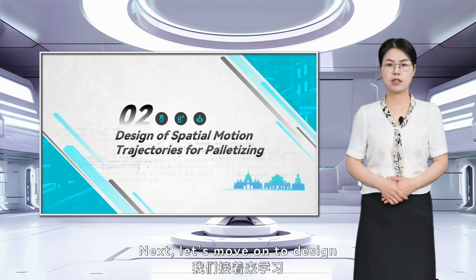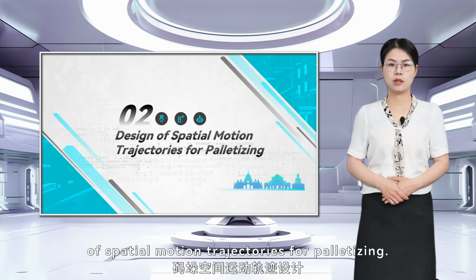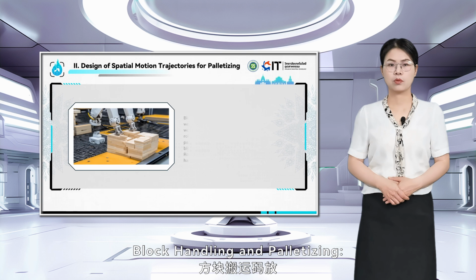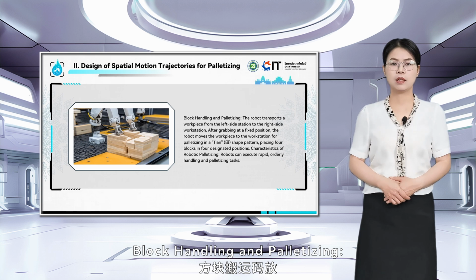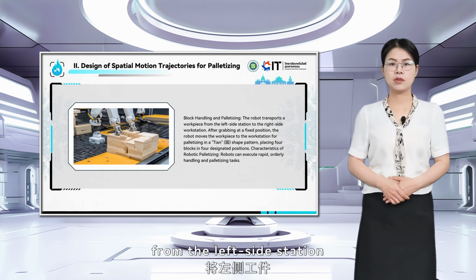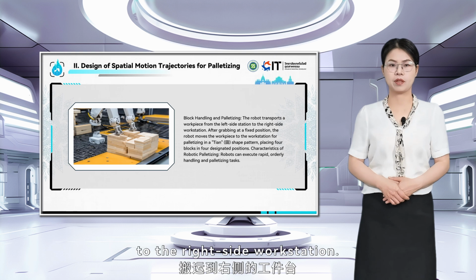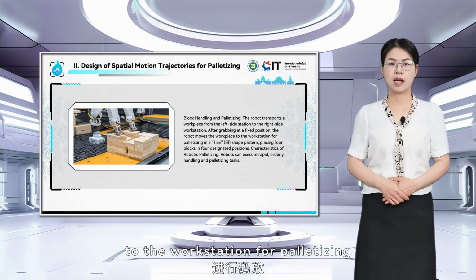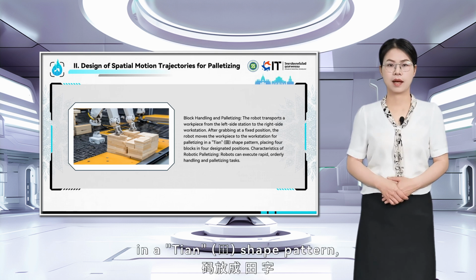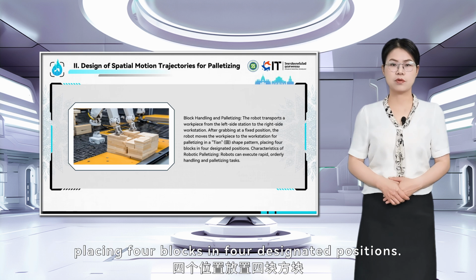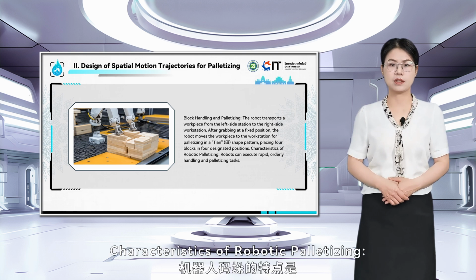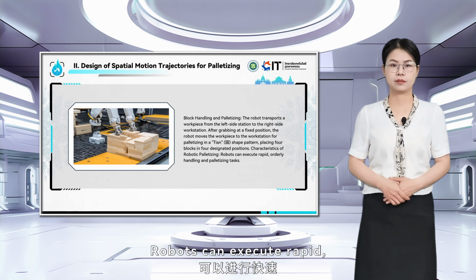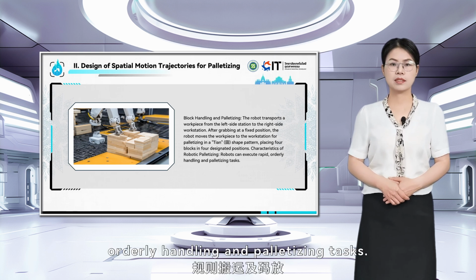Next, let's move on to design of spatial motion trajectories for palletizing. Block handling and palletizing. The robot transports a workpiece from the left side station to the right side workstation. After grabbing at a fixed position, the robot moves the workpiece to the workstation for palletizing in a T-shape pattern, placing 4 blocks in 4 designated positions. Characteristics of robotic palletizing. Robots can execute rapid, orderly handling and palletizing tasks.